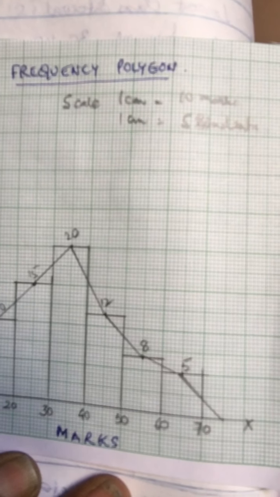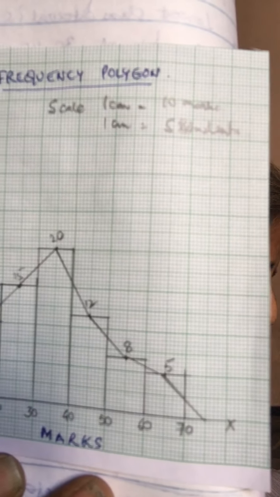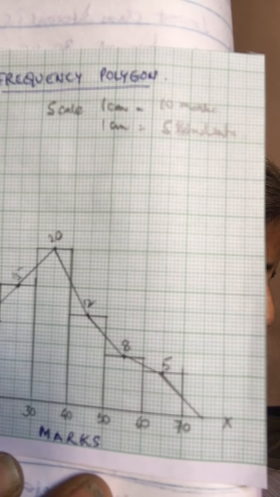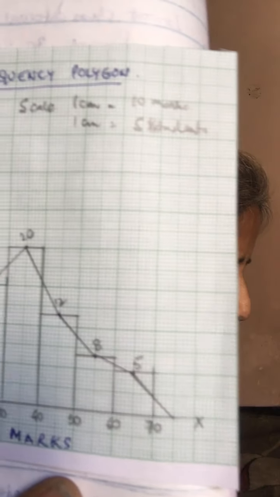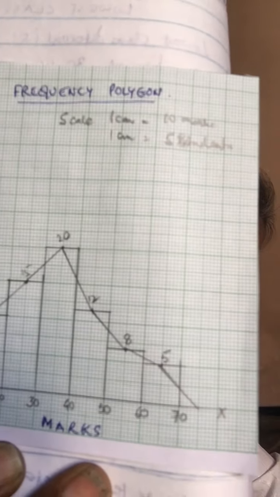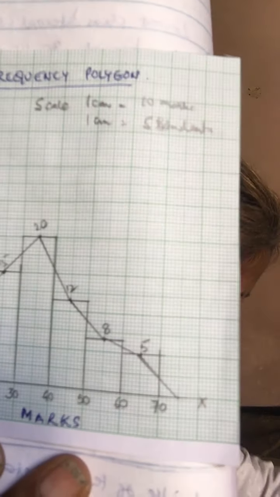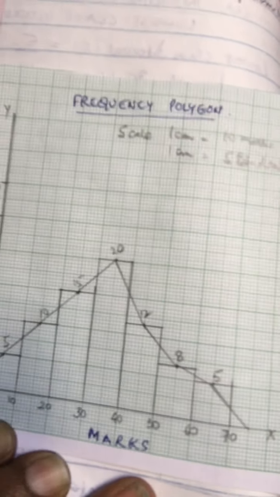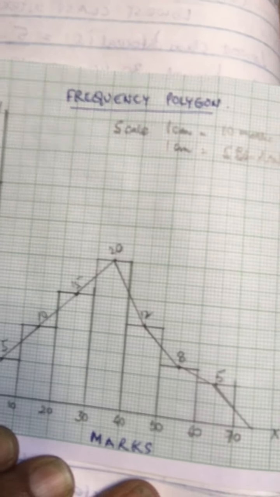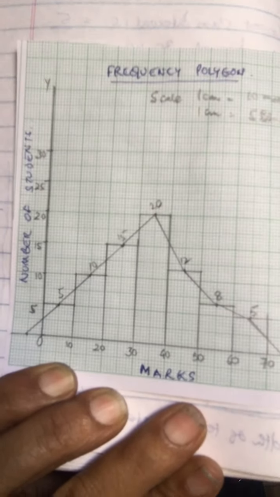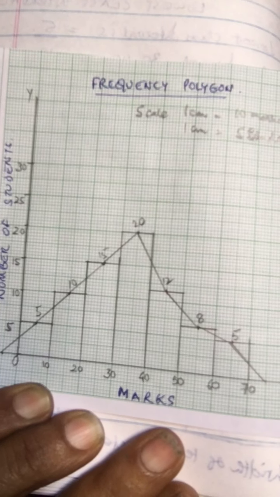So frequency polygon, sometimes just known as polygon, is another form of diagrammatic presentation of data. It is formed by joining midpoints of the tops of all rectangles in a histogram, right? This is another method of representing a frequency distribution on a graph. It is derived from the histogram itself.